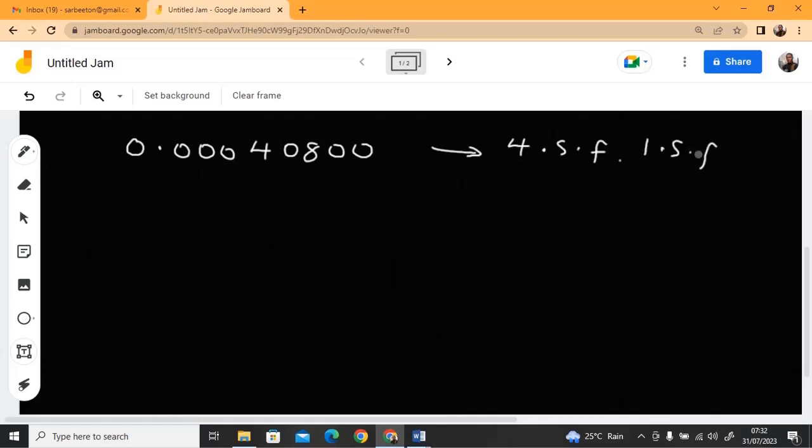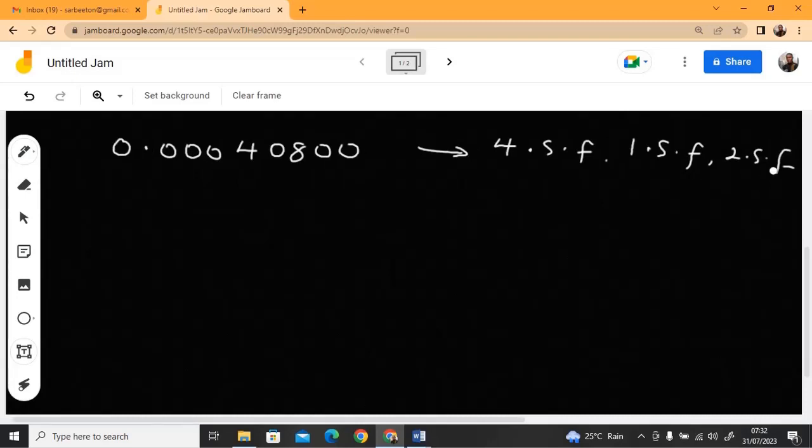Now, assume you are given something like this, 0.000408000, and they ask us to approximate to, let's say, 4 significant figures, then 1 significant figure and 2 significant figures. So what does this mean? Now for 4 significant, you know the trailing zeros are not counted. So that one is normal. You write 0.000 and you don't count them. So you start counting 4, that will be 1, 2, 3, 4.